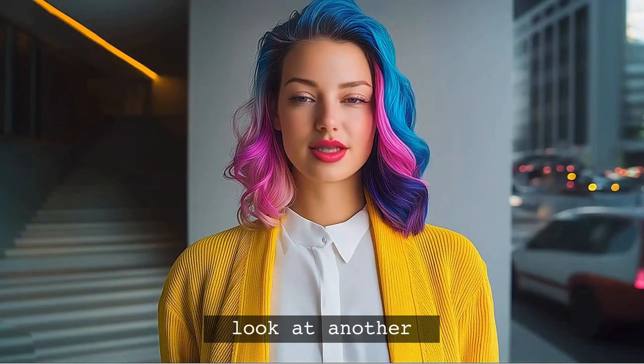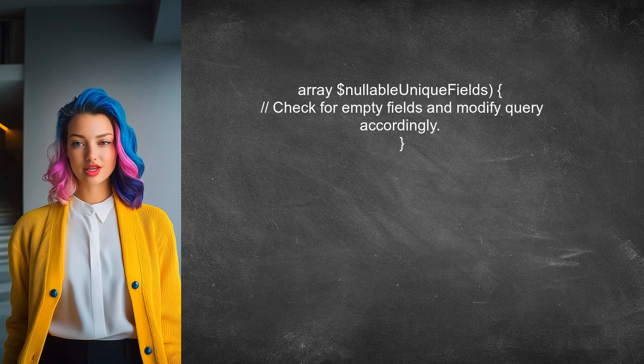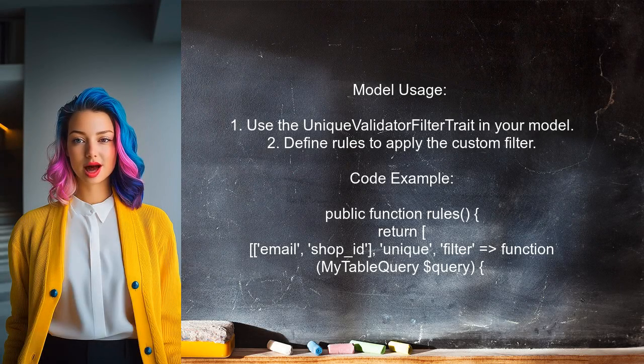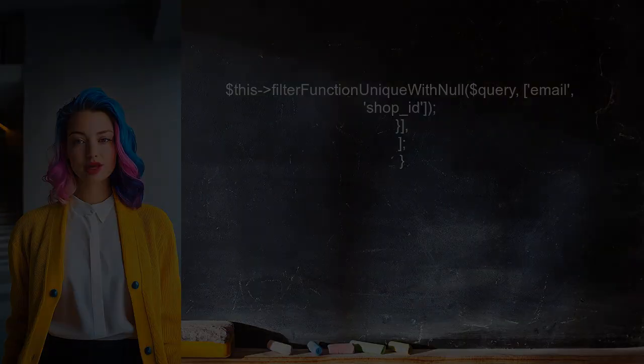Let's take a look at another answer from another user. An alternative solution involves using a custom trait to handle uniqueness validation for nullable fields in Yii2. This approach utilizes the Unique Validator's filter property to modify the database query, ensuring that empty fields are treated as null during uniqueness checks. In the model, you can apply this trait and define your rules to ensure that the uniqueness validation works correctly, even when some fields are empty. This allows for a more flexible validation process.